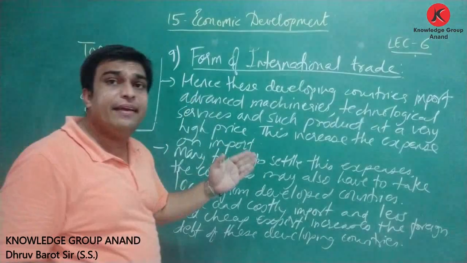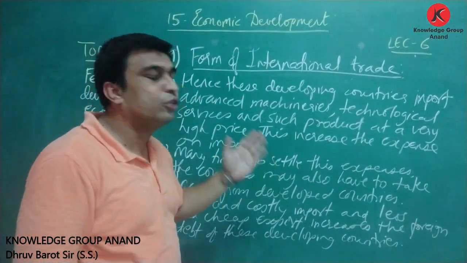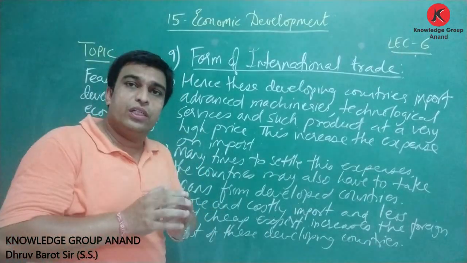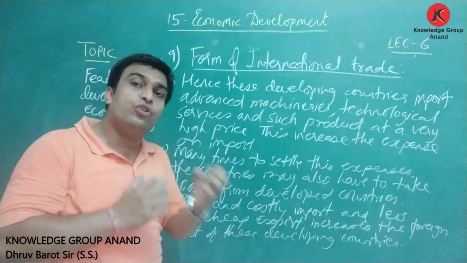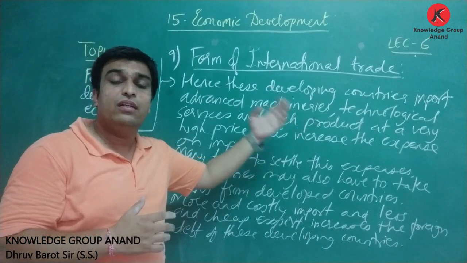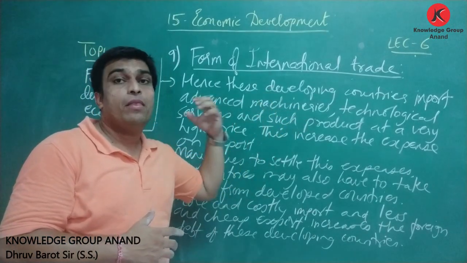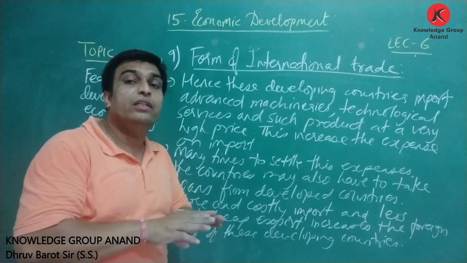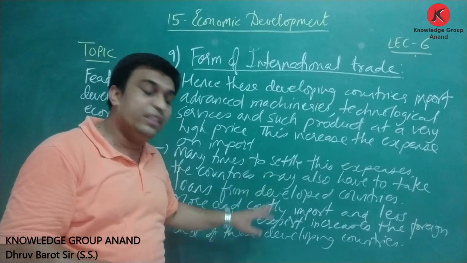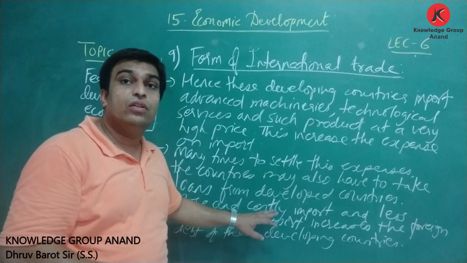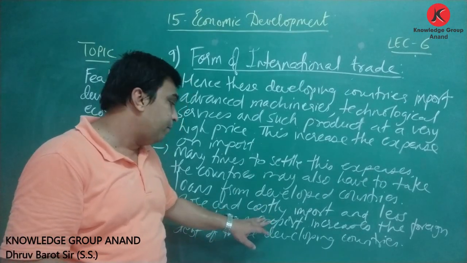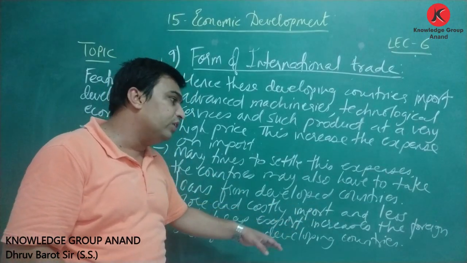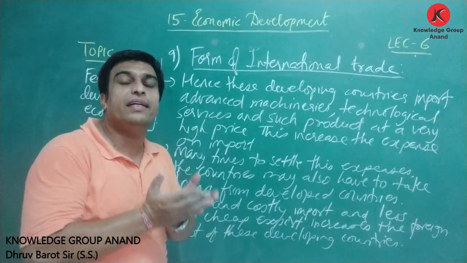It is clearly understood that these developing countries mainly export just agro products, farm products, and mineral ores, which are very cheap and in less demand, due to which they have to import to boost their economy. They have to import advanced technology and facilities, for which they have to pay a very high price to other countries. And to settle the balance between import and export, they have to take loans from developed countries. Due to this, more and costly import is there, less and cheap export is there, and the foreign debt of the developing country is increased.